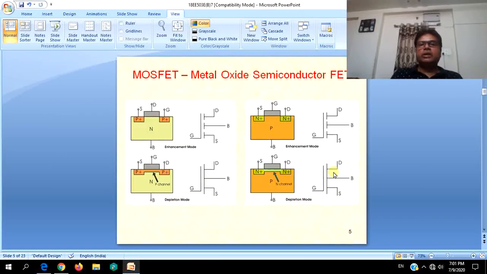Next we will go to the next device, MOSFET. Again we will have a simple review, but we will spend some more time on this because you might not have been exposed to this.